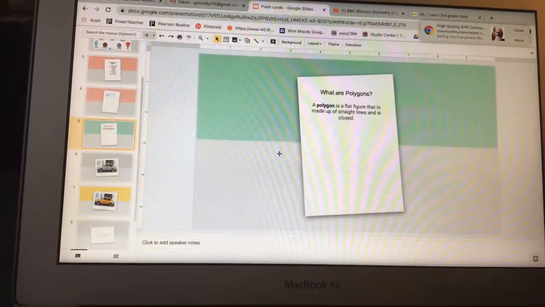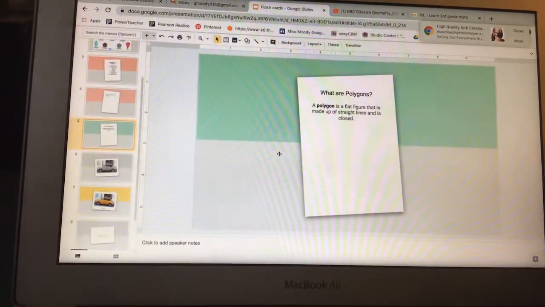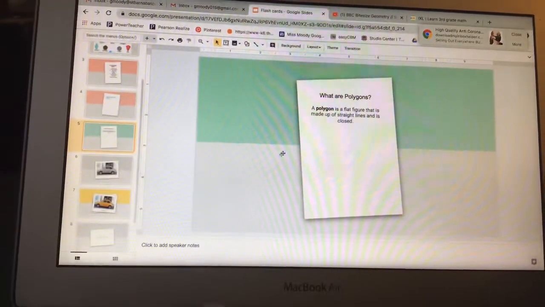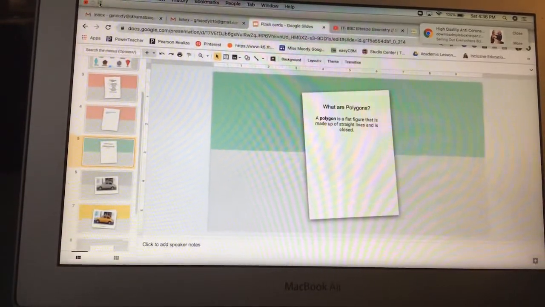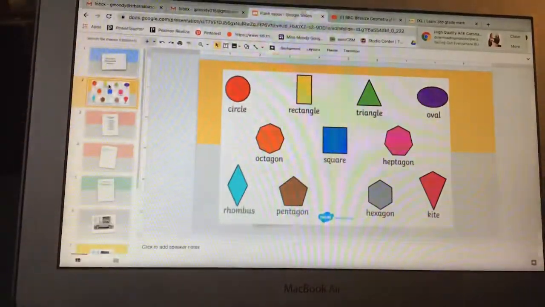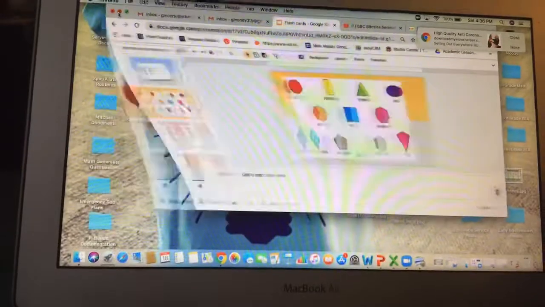What is a polygon? A polygon is a flat figure that is made up of straight lines and is closed. So there's no openings. There's no breaks in the lines. So that is a polygon. And we're going to learn more about polygons as we go. When we were looking at some of these shapes up here, a lot of these are already polygons. So let's take it a little bit deeper here.